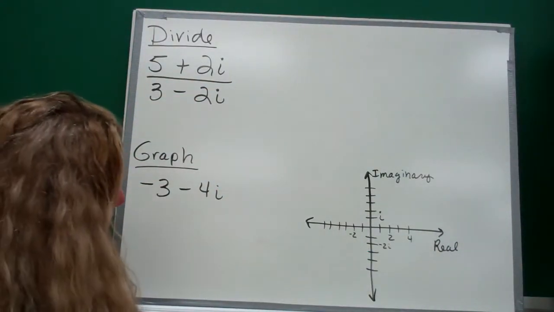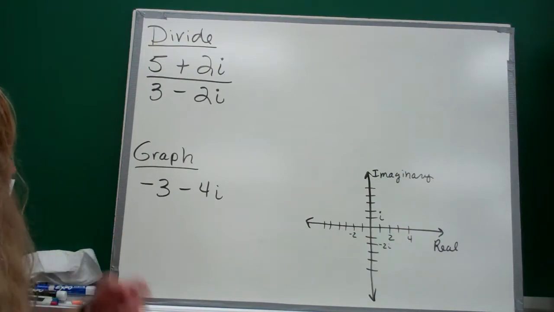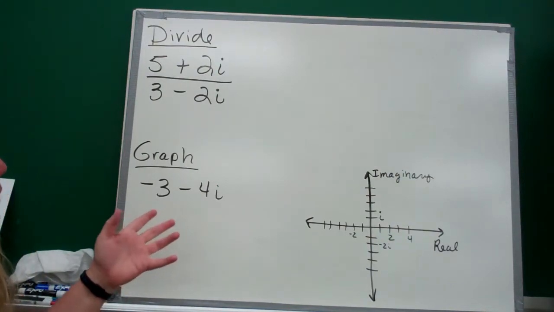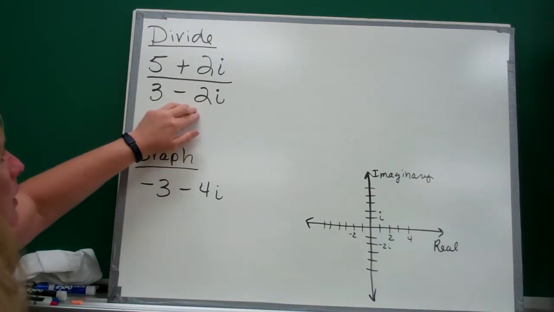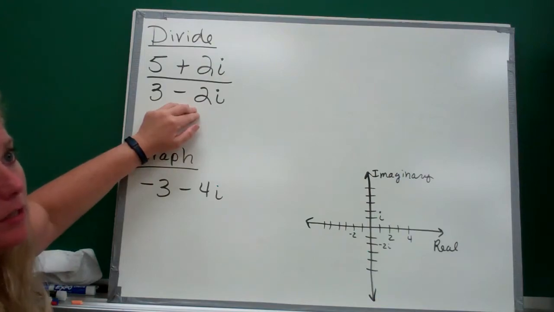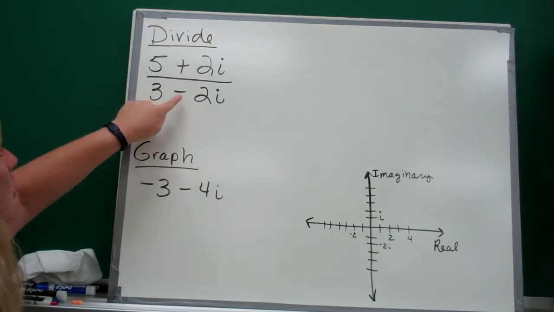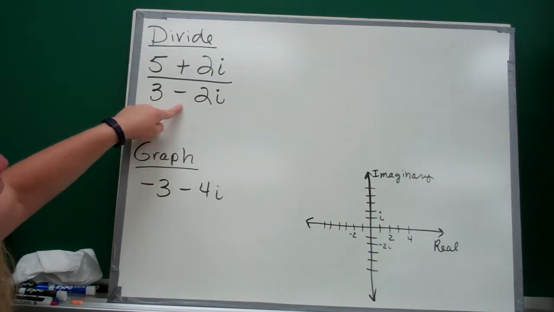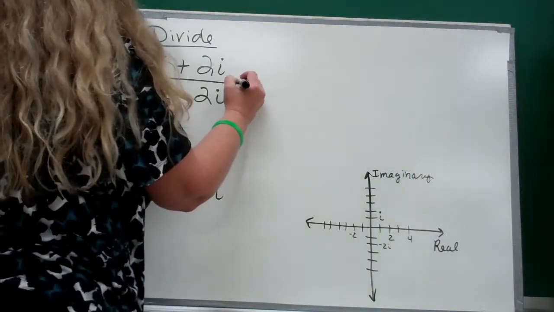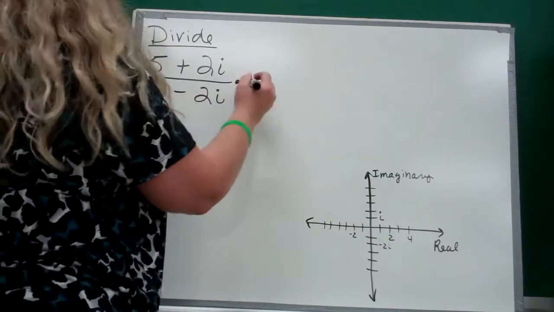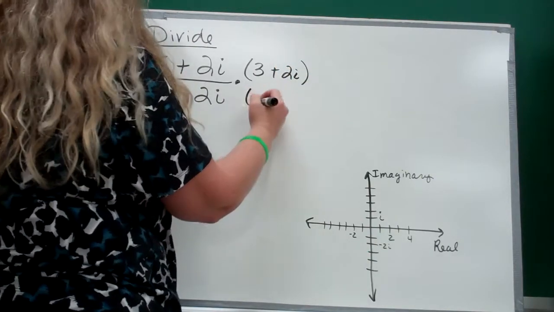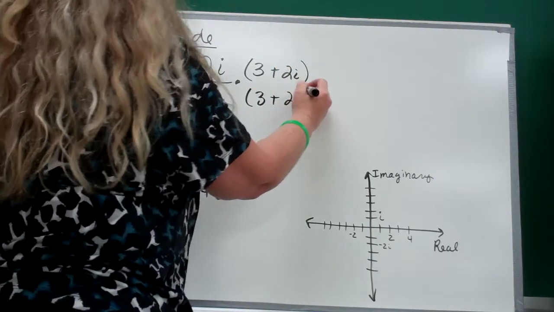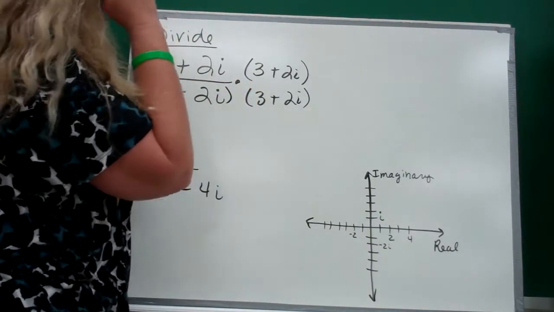When we divide, what we're going to do in reality is we are going to multiply by the conjugate pair, because all complex numbers have a conjugate pair, and all we change is what's in here. So the conjugate pair, it's just like when we're simplifying radicals. We're going to multiply by 3 plus 2i over 3 plus 2i, and we do the FOIL method.